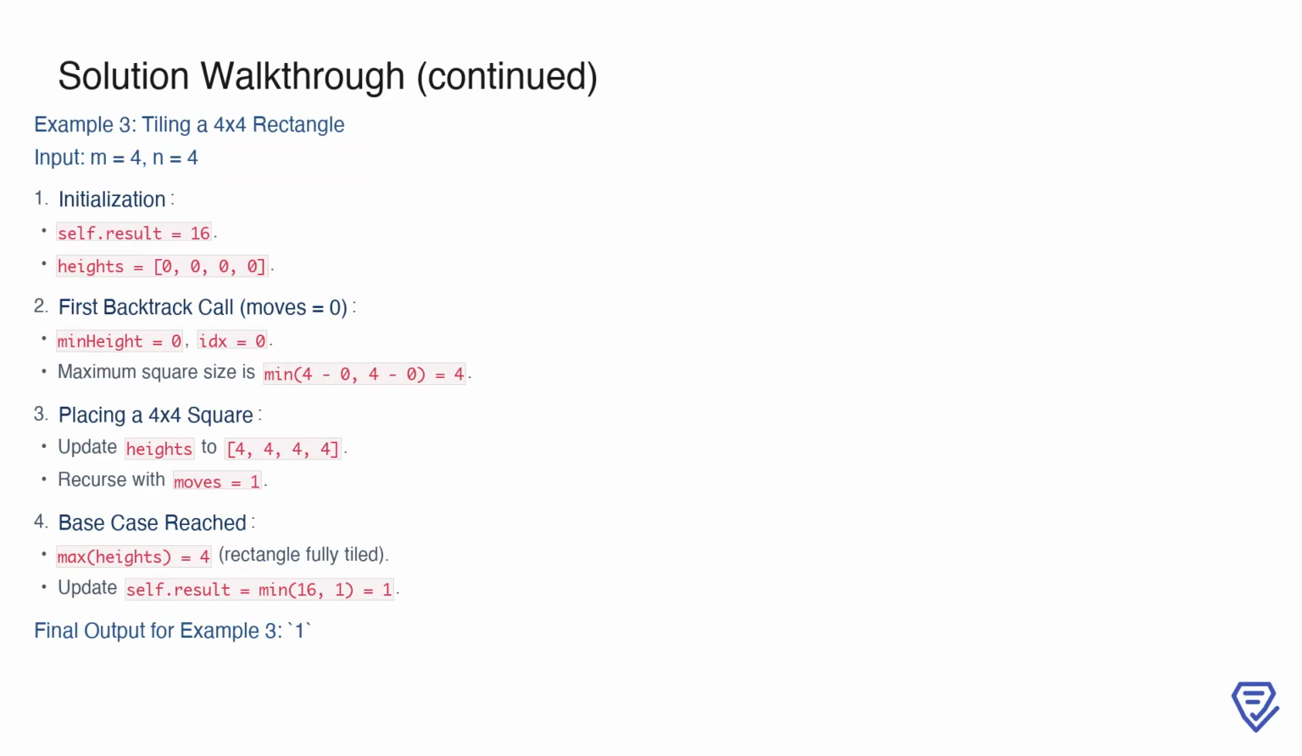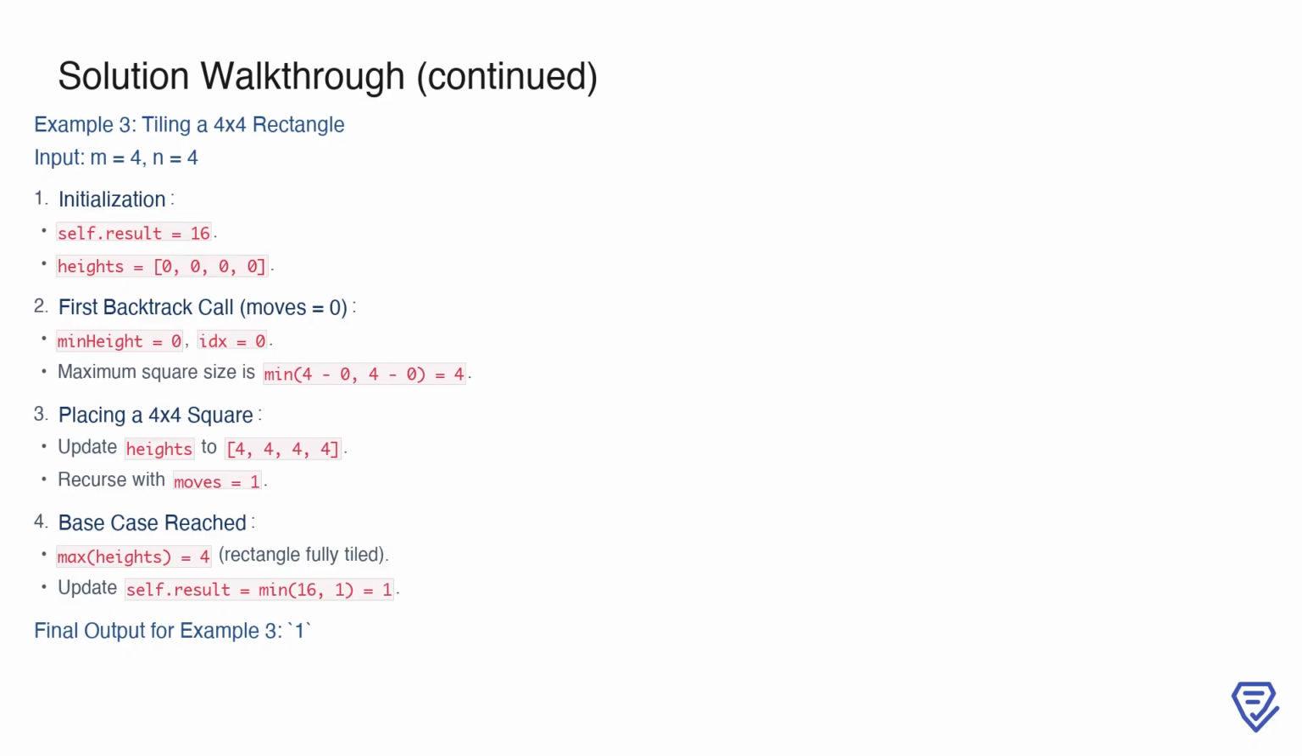Finally, we consider a 4 by 4 rectangle. We start by initializing self.result to 16, and the heights array is set to 0, 0, 0, 0. The first backtracking call begins with moves equals 0. The minimum height is 0 at index 0, and the largest square that can be placed is min(4 - 0, 4 - 0), which equals 4. A 4 by 4 square is placed, updating the heights array to 4, 4, 4, 4.